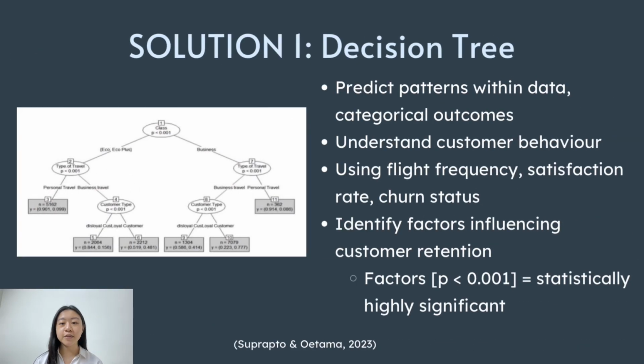This technique helps airlines to predict patterns within data to produce categorical outcomes. It also helps companies to understand customer behavior, such as whether a customer is likely to churn or not. Airlines can input factors like flight frequency and satisfaction rates in a decision tree to identify which factors would influence customer retention. A factor with a p-value less than 0.001 in a decision tree model is considered statistically highly significant.